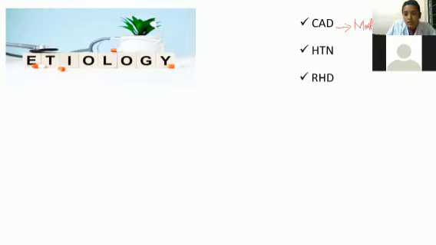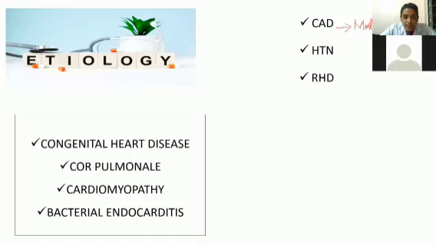Further, we are discussing the etiologies. The main etiologies are CAD, coronary artery disease, hypertension, and rheumatic heart disease. When you get a question like the most common reason for heart failure, it is CAD, coronary artery disease. Hypertension and RHD are also factors, but the most common is coronary artery disease. The other reasons are congenital heart diseases like VSD, ventricular septal defect, and tetralogy of Fallot.